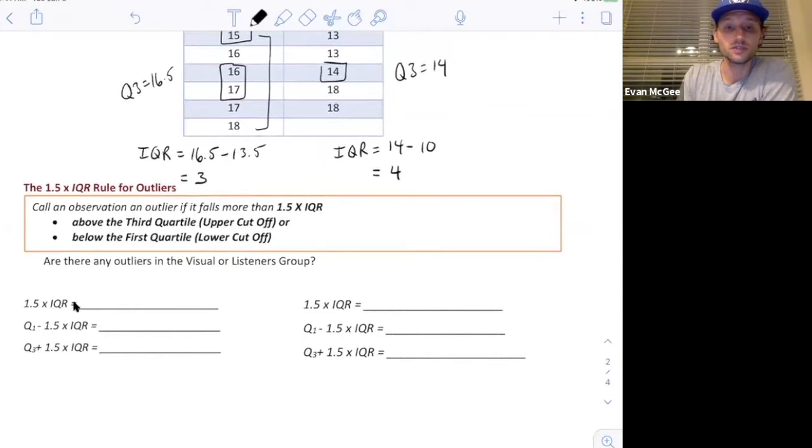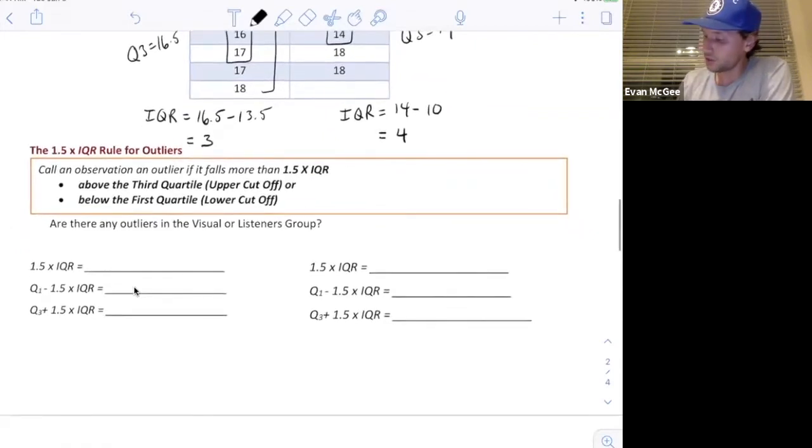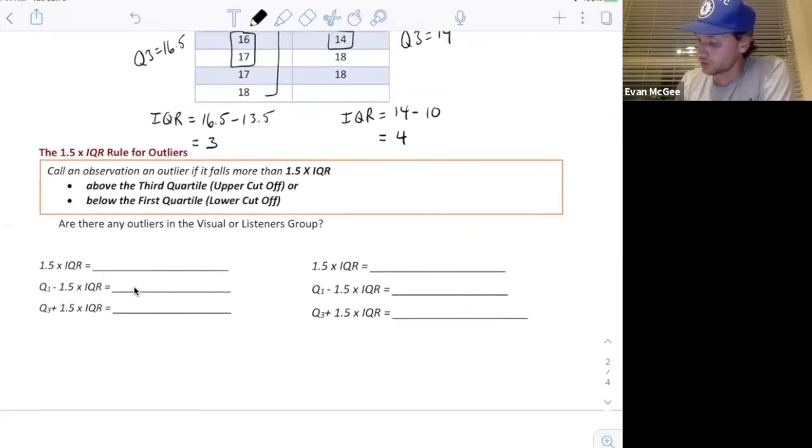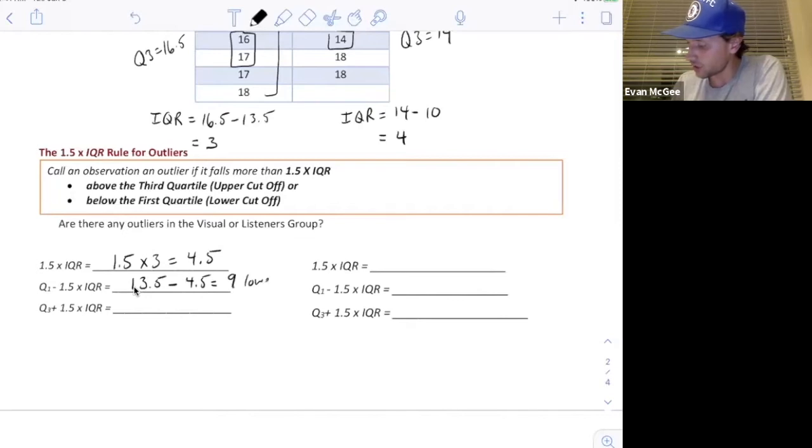So to identify if they're outliers, let's first find 1.5 times the IQR. The IQR for the visual data set was 3. So 1.5 times 3 is 4.5. And we're going to subtract that from Q1. So Q1 was 13.5 minus 4.5. That will be 9, and that is our lower cutoff. So anything less than 9 is counted as an outlier.